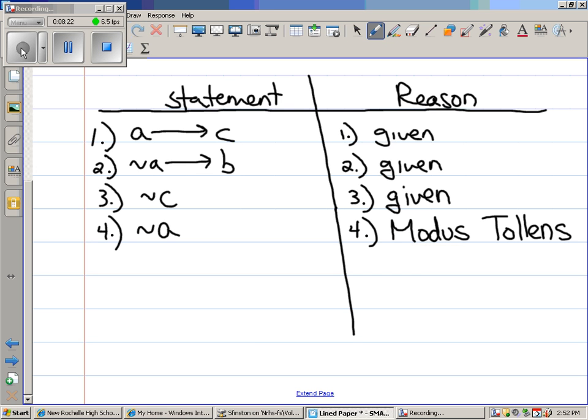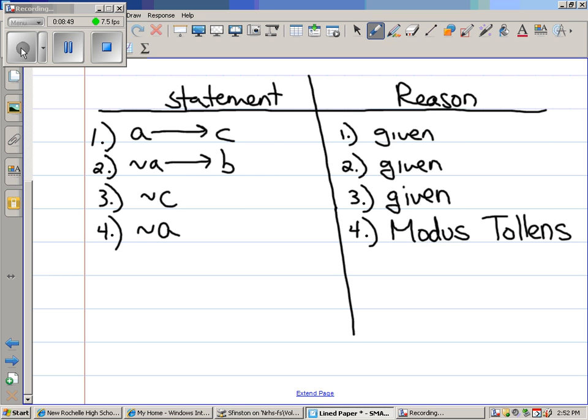Let's keep this so you guys never, ever confuse this. Anything you write down in the statement column, anything you write down must, as a total, be true. Do you understand? If it turned out you found out that A was false, you could only write down not A, because that's true. Right?